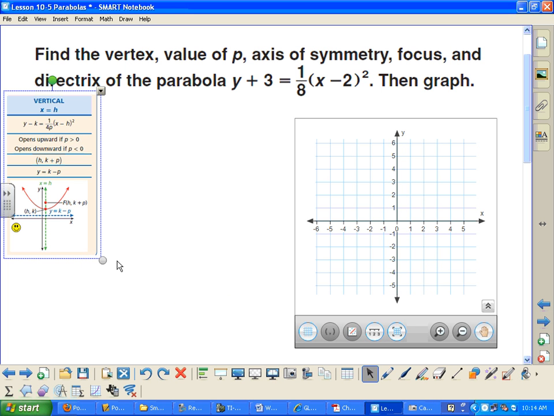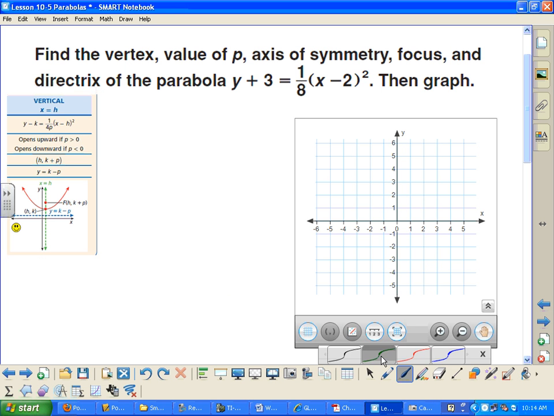All right, so we've got the vertex is what? Kaylee, what's the vertex? Okay, all right. So according to this here, what's the value of h? 2, yep, and the value of k is -3, right? Okay, so always the opposite there. So the vertex is 2, -3.